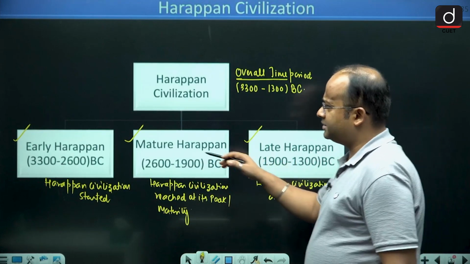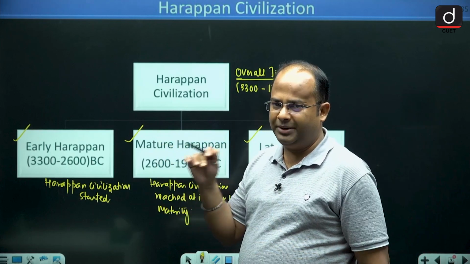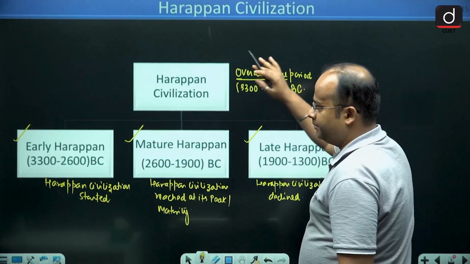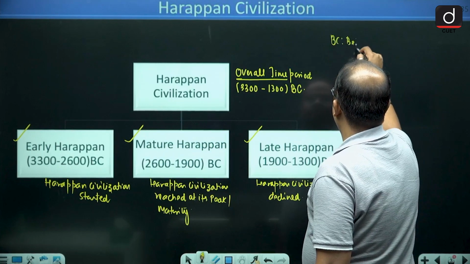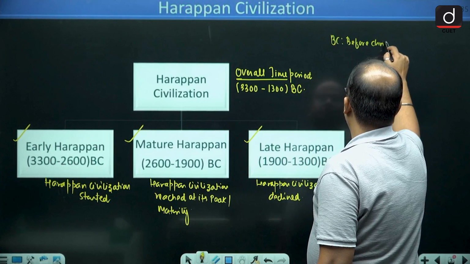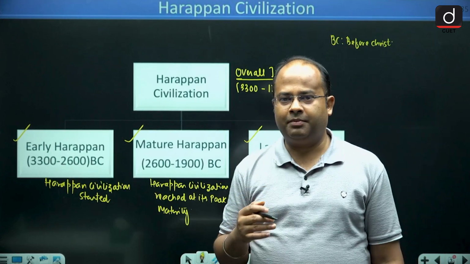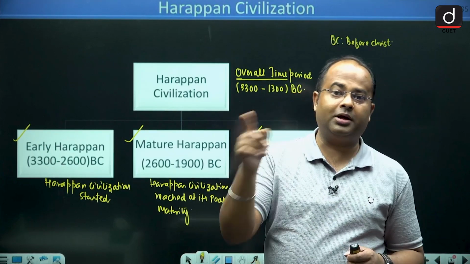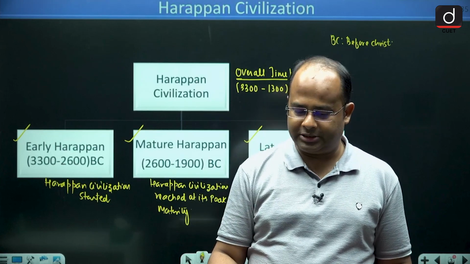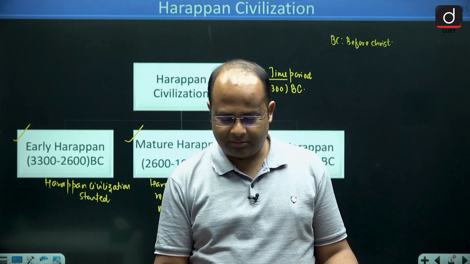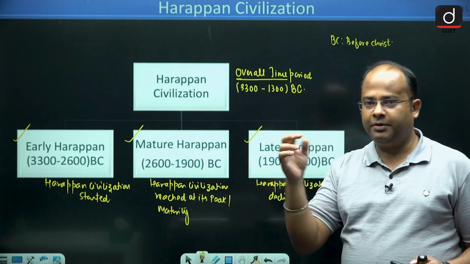Now, here you have seen BC written, and maximum students are confused about BC and AD. So first of all, let me clear this confusion. BC stands for Before Christ. Before Christ means a time period that started before the birth of Jesus Christ, or an event that happened before the birth of Jesus Christ. It is known as BC, that is, Before Christ.